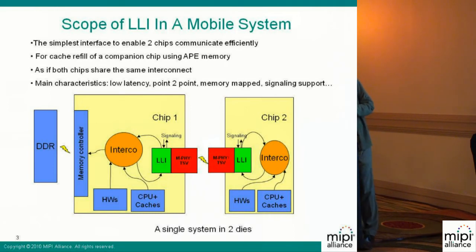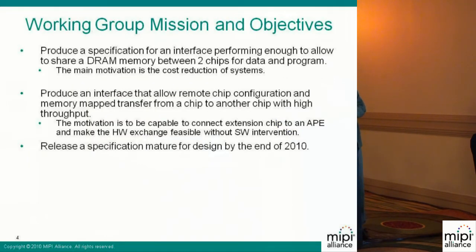So the next is: what are the working group mission and objective? The working group mission and objective is to produce a specification for an interface with sufficient performance to allow sharing of DRAM. And here, about performance, we are speaking about latency and not necessarily throughput. LLI gives throughput, but the main concern is latency, in order to not affect the performance of the CPU.